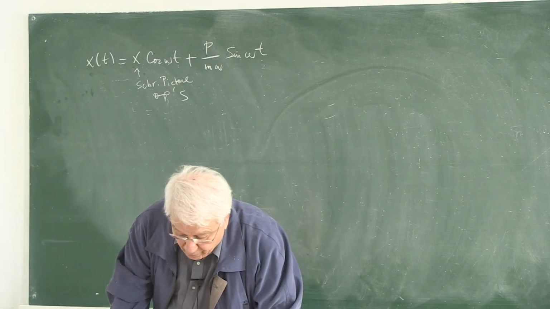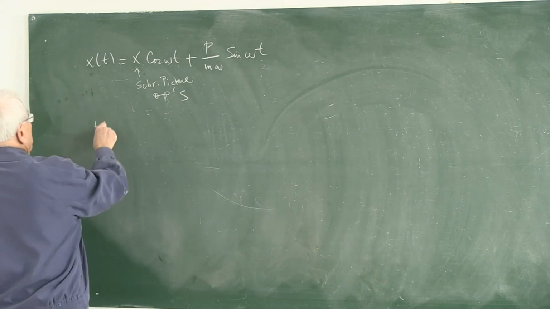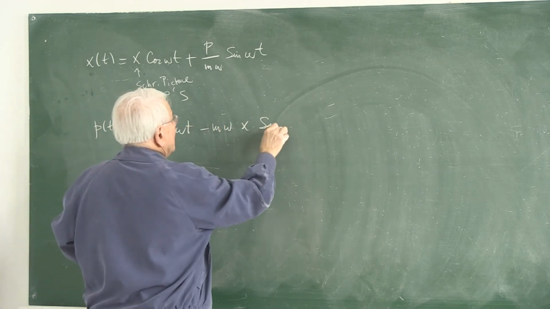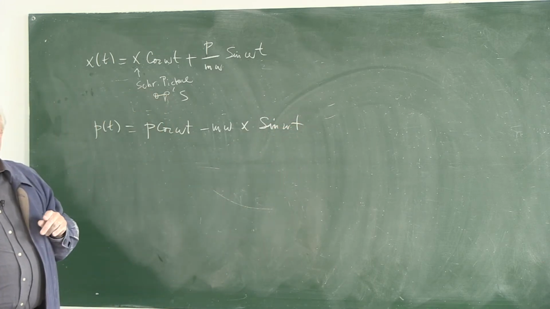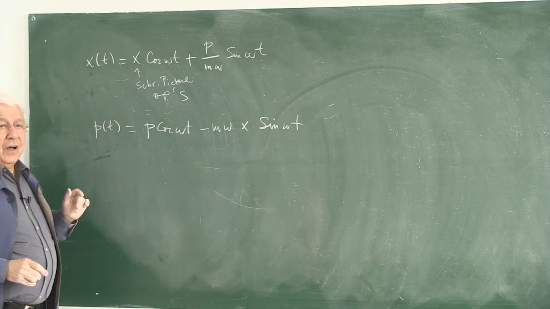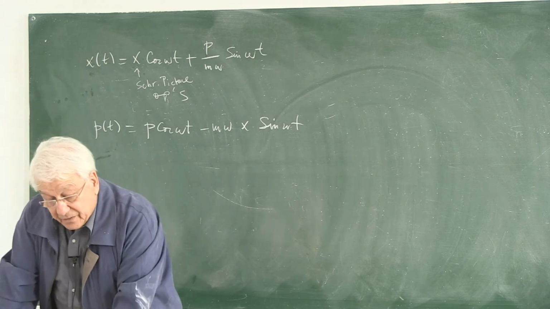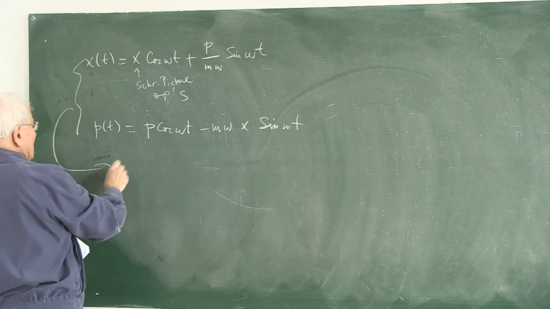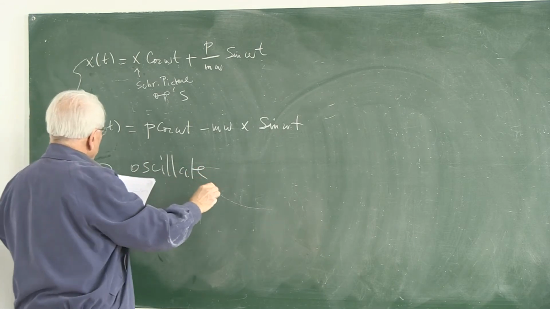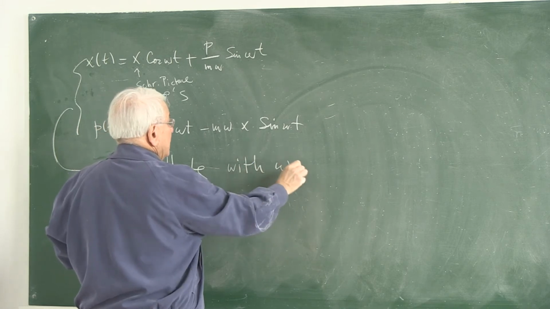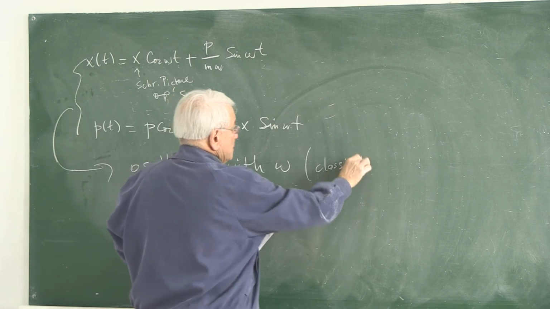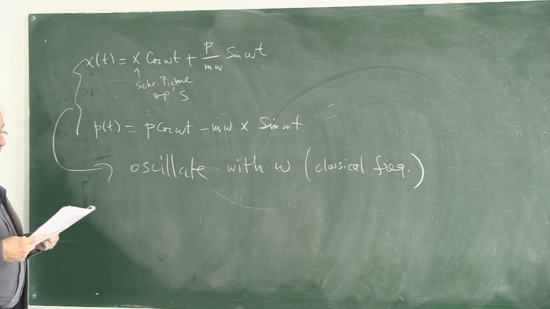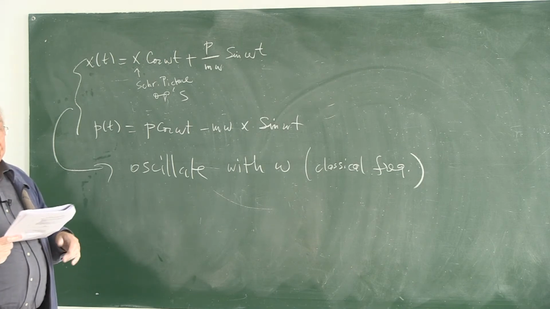Let me not write it explicitly because we have really worked it out before. So what is p of t? p of t is p cosine omega t minus m omega x sine omega t. Notice that the dimensions also match. And these two operators in the Heisenberg picture oscillate like the classical ones, right? They oscillate with omega. What is omega? It is the classical frequency. That's what we have carried over from classical physics. So they oscillate with classical frequency. That's nice. Question.